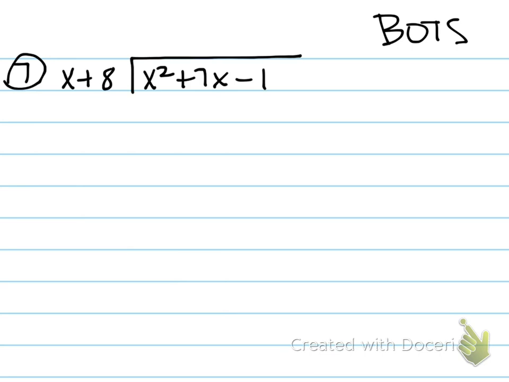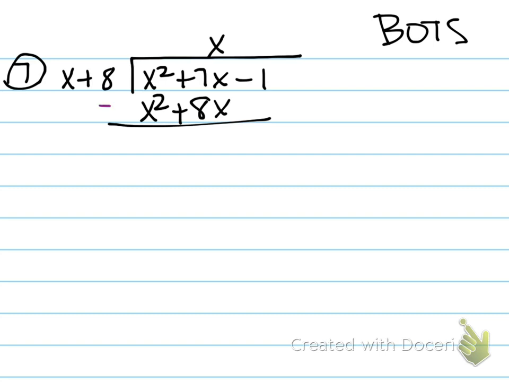So I ask myself, how many times does x go into x squared? Or what can I multiply x by to get x squared? And that is just x. So x times x is x squared. x times 8 is 8x.